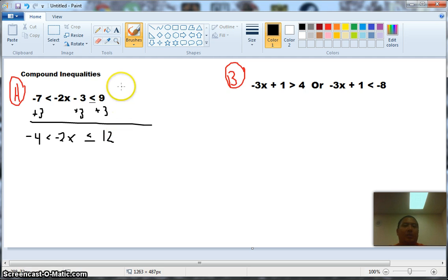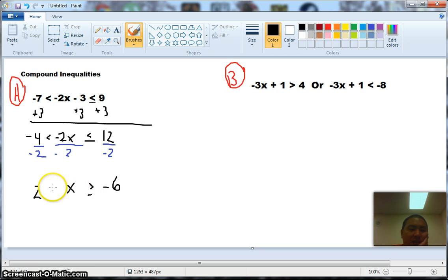Now remember, we started with an and statement. Let's finish this out. In order to get rid of the -2, I need to divide by -2 on all parts. So -2, -2, and -2. That should give me 2 greater than x and -6. The important part here is to remember that we divided by a negative number, so we had to flip the sign. So now it's x is greater than or equal to -6, and 2 is greater than x.